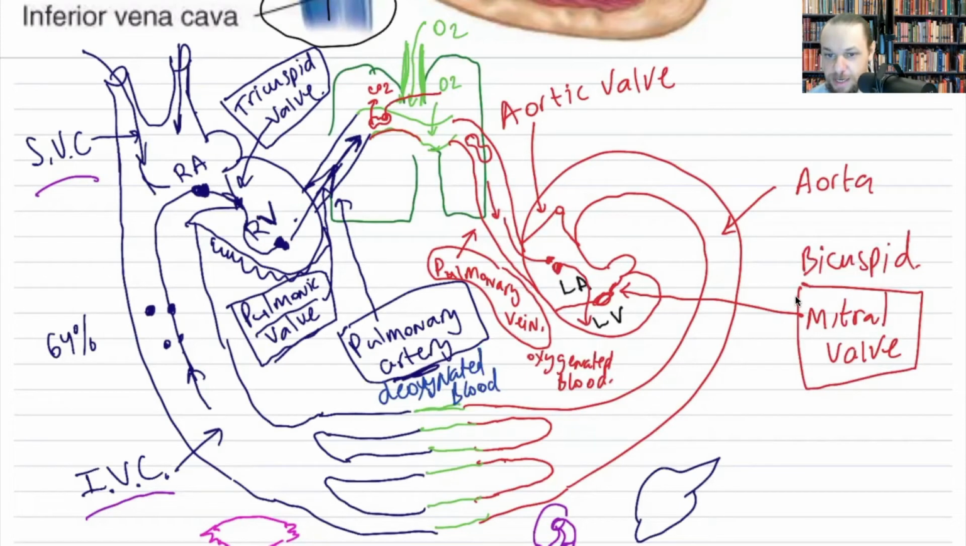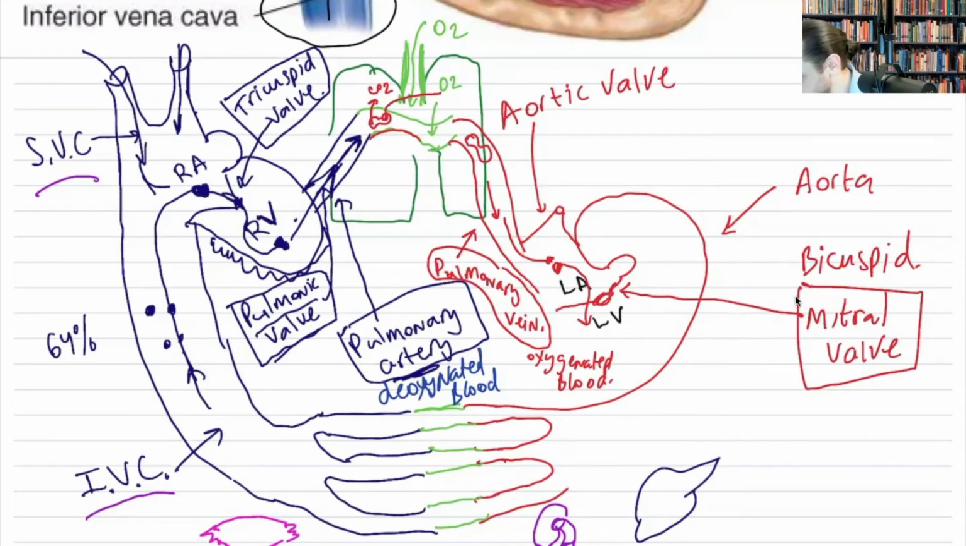The left side is the mighty side. It's the mitral valve, right? So maybe that way will help you remember. And once it's in the left ventricle, I should have adjusted my diagram slightly differently so that it looks more like this.